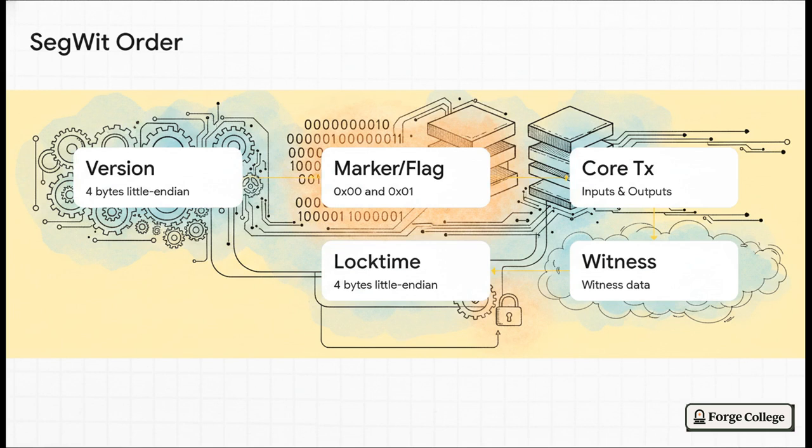It starts with the 4-byte version, but then it inserts a special marker and flag byte, a 0 and a 1. Think of this kind of like a VIP wristband that tells the network, hey, this is a SegWit transaction, so treat it accordingly. Then we get the inputs and outputs, just like the legacy format. But check out step 4, the segregated witness data. And finally, step 5, the lock time.